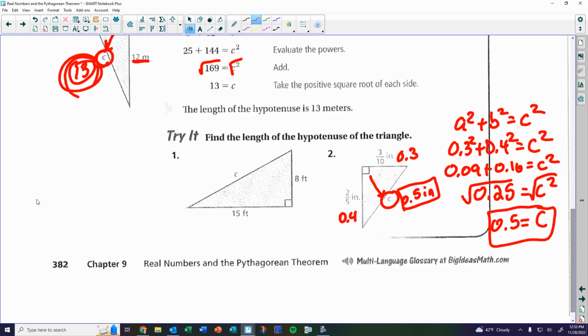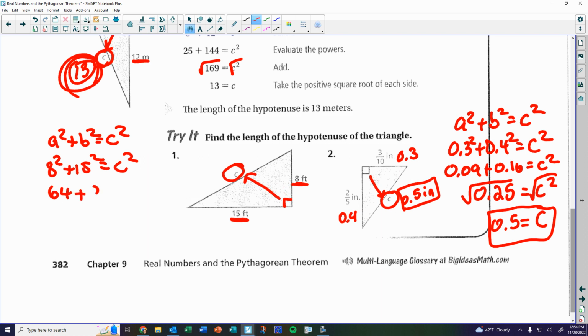Here's the formula. And if it helps, write it down and say, here's the right angle. The side across the right angle is what we're looking for, right? That's the hypotenuse, which means this is a leg and this is a leg. So 8 squared plus 15 squared equals the hypotenuse squared, right? So what's 8 squared? 64. 15 squared? And when I add them together, I get 289.